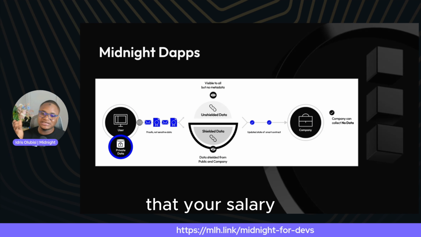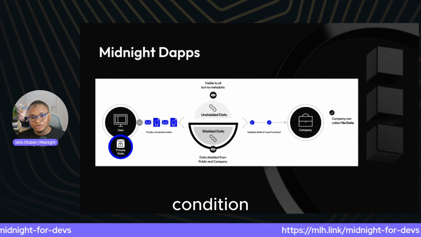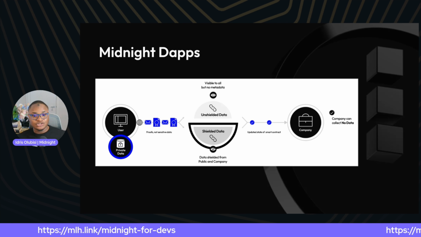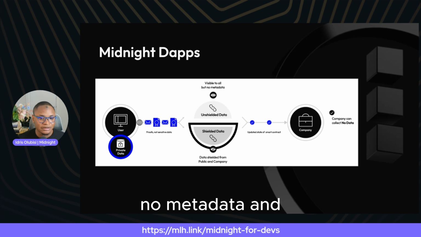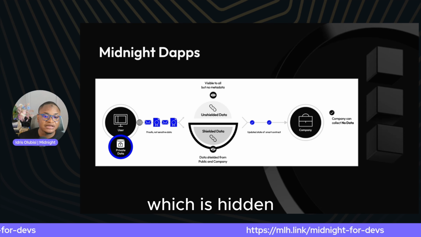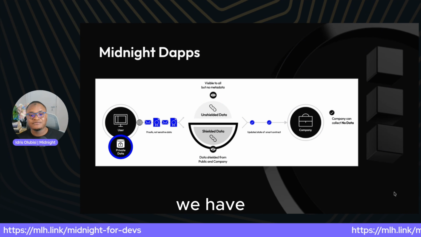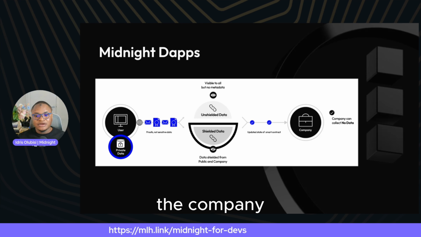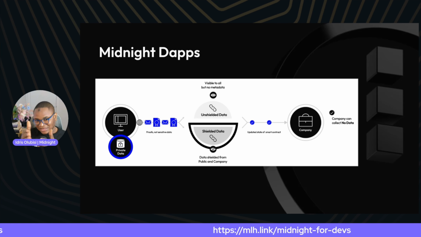You only send a proof that your salary is above some threshold, and that will satisfy the particular condition that is required for that service. So in the middle, you have the chain. It has two layers: unshielded data, which is visible to everyone but contains no metadata, and shielded data, which is hidden from both the public and from the company itself. And then on the last end, we have the company, whose smart contract state gets updated. The company can verify the transaction happened, but the company cannot collect the data at any point in time.